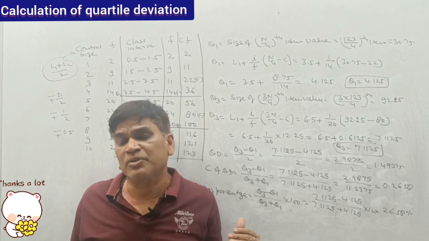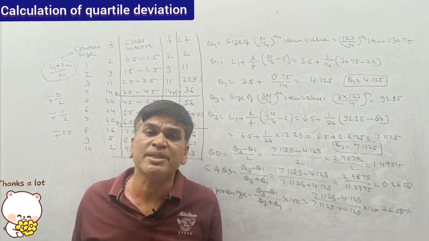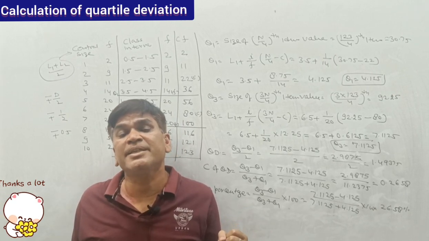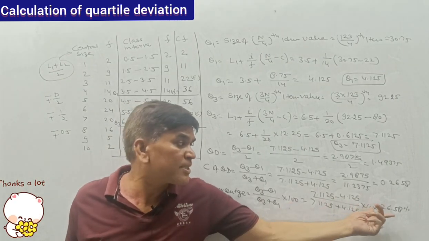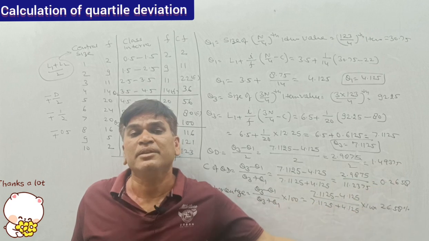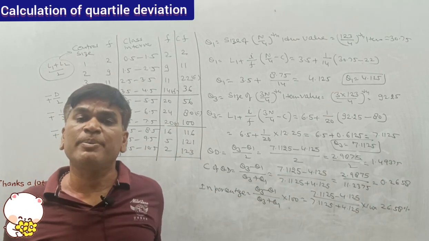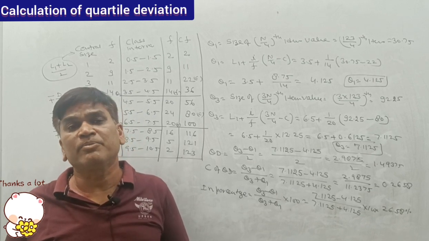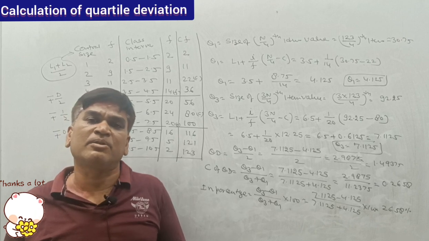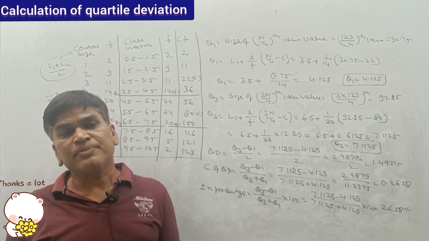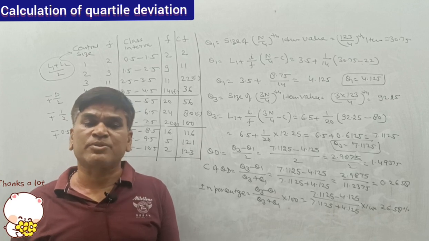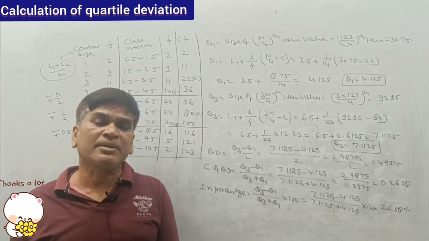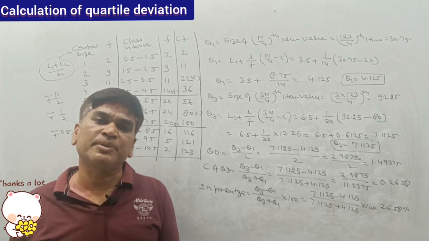If we are comparing two series, and they ask in which series the dispersion is high, we will see the percentage or the value of the coefficient of quartile deviation. Where the value is higher, there will be more dispersion. Where the value is lower, there will be less variation or less dispersion. So I think from this video you now know what quartile deviation is, how to calculate it, and how we can compare two series with the help of it.